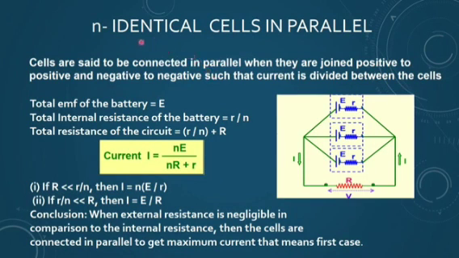Now if I have n identical cells in parallel, it means all the EMFs are the same and the internal resistances are also the same. Then the total EMF is given by E and the total internal resistance is given by r upon n. So the current can be given as nE upon nR plus small r.